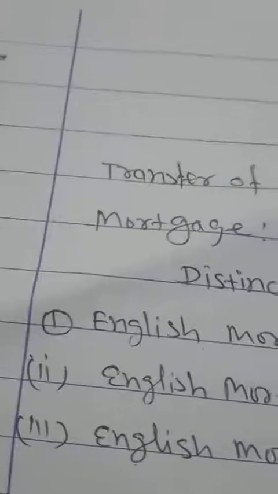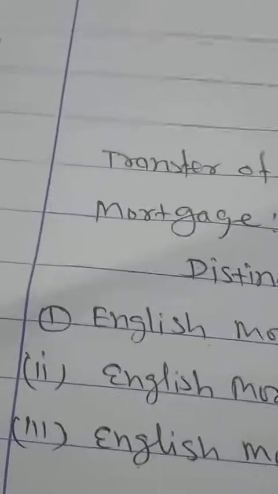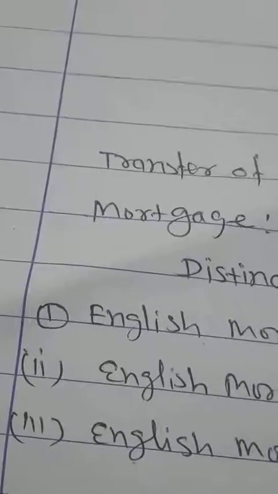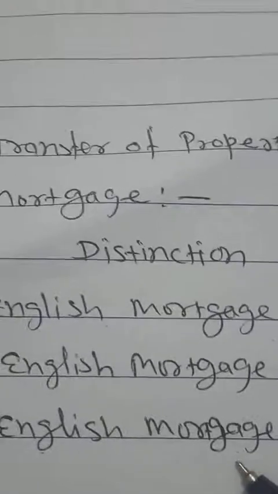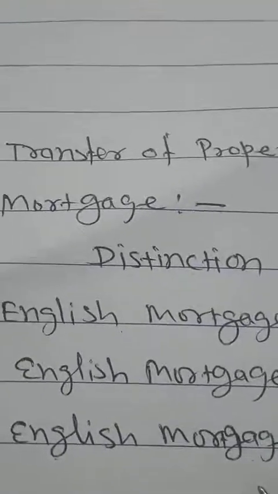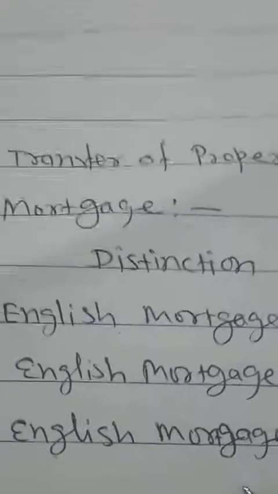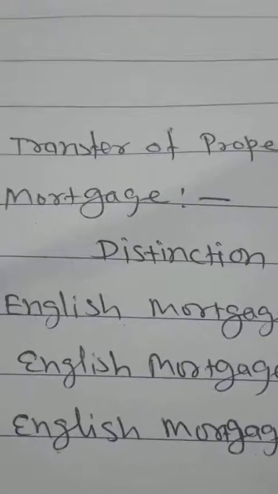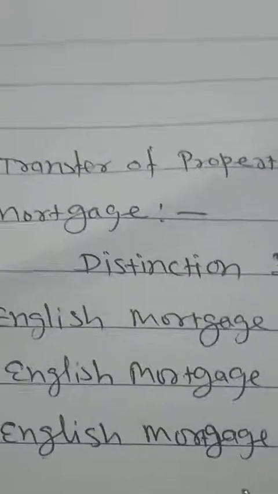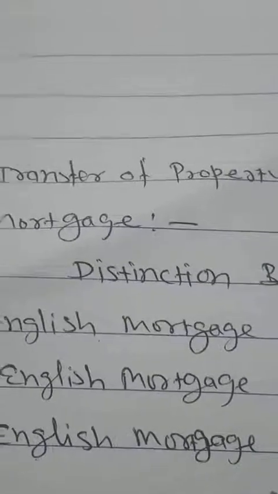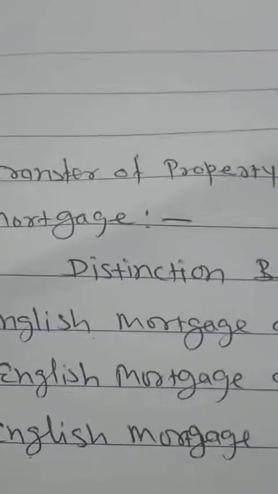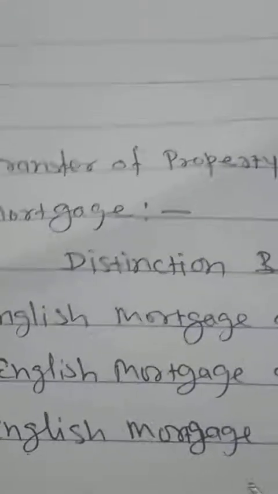The third point in English law is sale out of court. It means an English mortgagee has, in certain cases, a right of sale without the intervention of the court. But in the Indian simple mortgage, a right of sale without intervention of the court is not conferred on a simple mortgagee. This is the basic difference between English mortgage and simple mortgage.